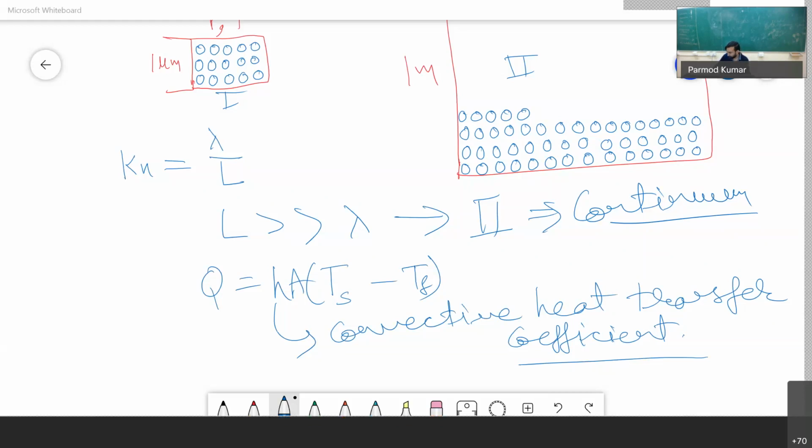I actually have 2-3 screens over here, so I have to move in between these two. That's why sometimes it takes time.